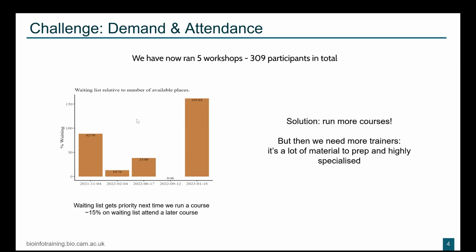But you can see here, this bar plot is just showing the percentage of people on the waiting list relative to the number of available places in each course. And this was the first iteration of the course back in 21. It seemed like we were getting a handle on the waiting list, but in January this year, we had 105 people on the waiting list. So this is a huge challenge. This outlier here in September last year was an in-person course. In person, mostly we're catering for the local audience, right? But online, I've checked, and more than half the people on this waiting list are external to Cambridge.